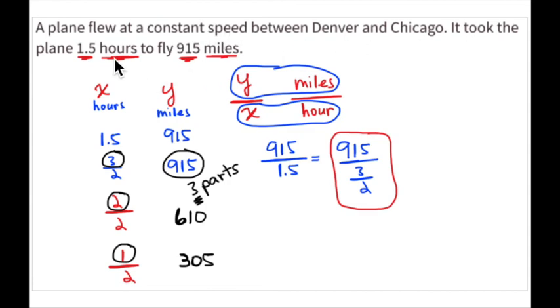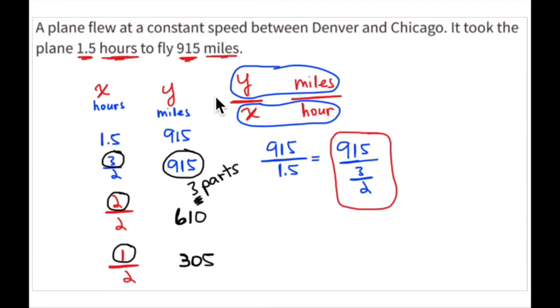It took the plane 1.5 hours to fly 915 miles. Now they choose these numbers on purpose. So 1.5 hours, when I see that, I always think of 3/2 because 1.5 is 3/2. And then I think about dividing up the number into 3 parts. So what are 3 equal parts of 1.5? Well, each one of those is a half. 1/2, 2/2, 3/2. And then I divide 915 up into 3 equal parts. Well, 915 divided by 3 is 305. And we're going to go over that next.